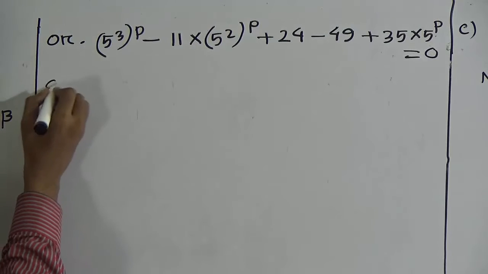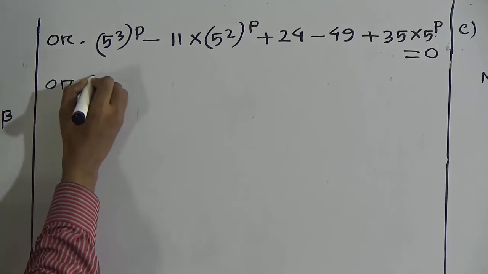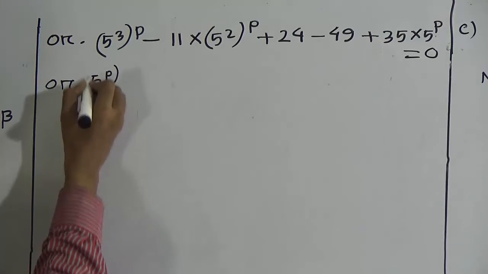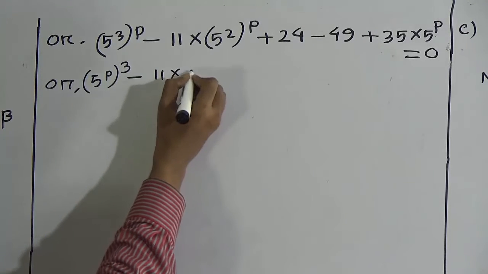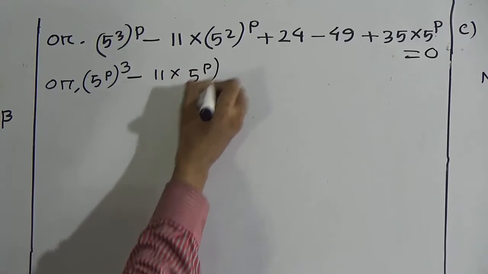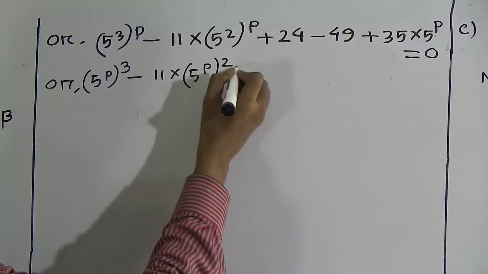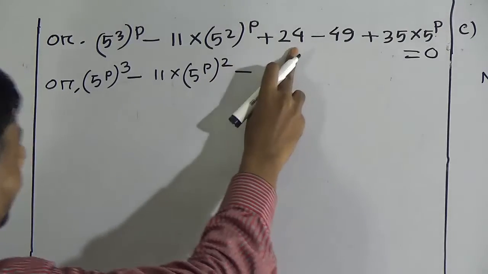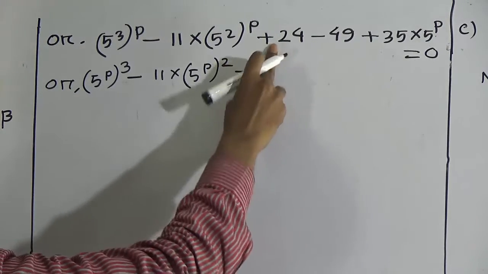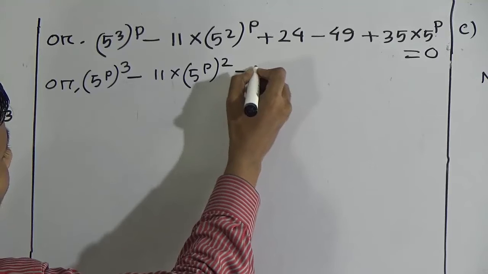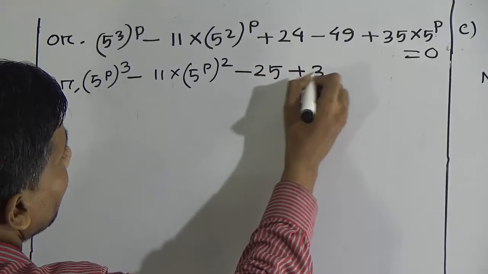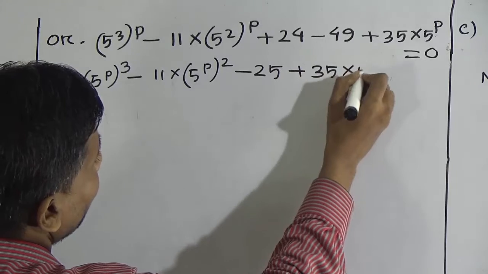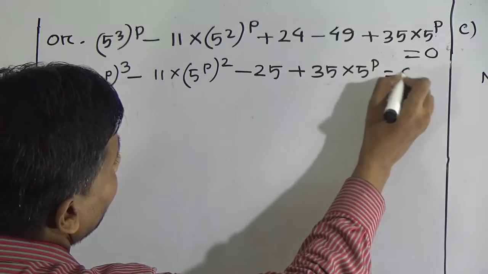Or this can be written as 5 power p cubed minus 11 into 5 power p squared, minus 49, and plus, calculate, then we get 25 plus 35 into 5 power p. This is equal to 0.